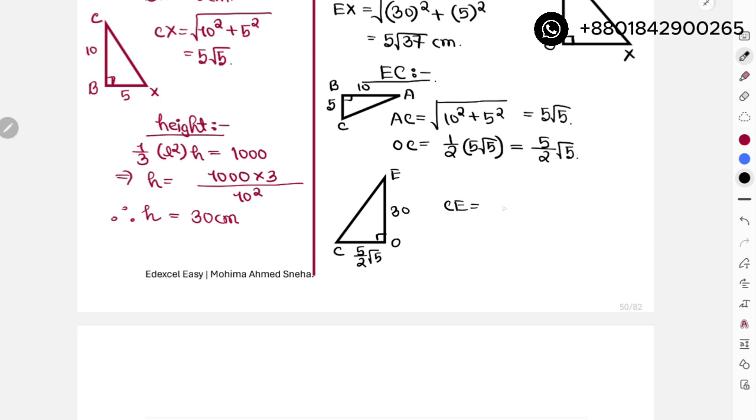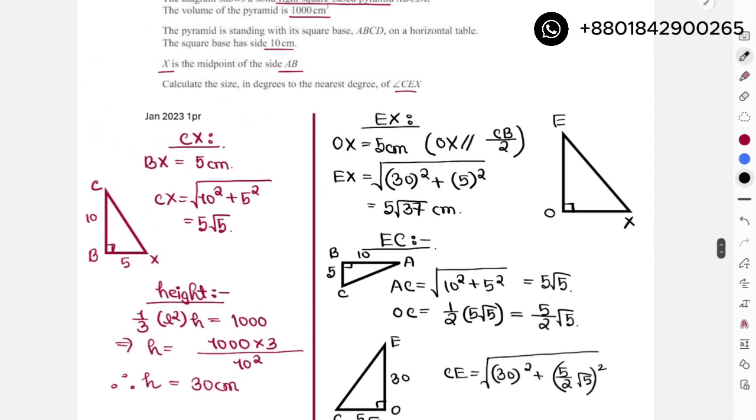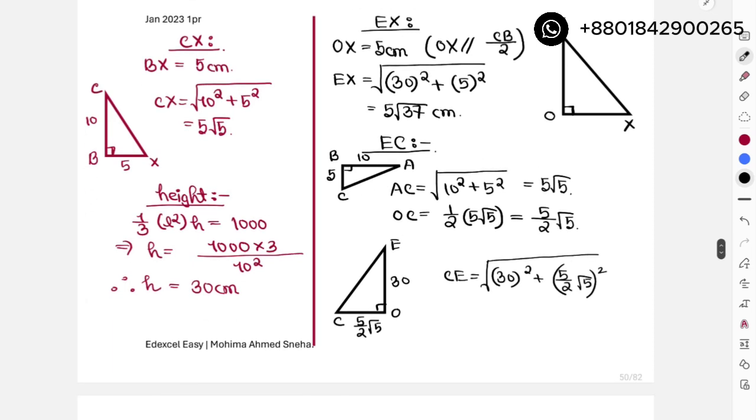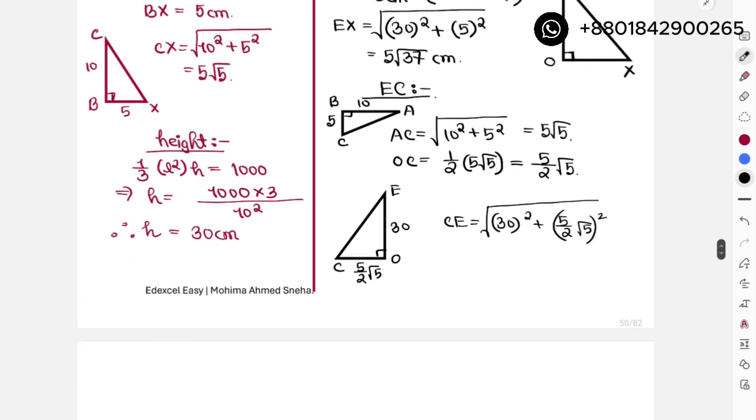That means from there, CE is going to be 30 square plus 5 over 2 root 5 whole square, everything under the root, and that will give you the value as, I'll just write the whole number here. 30 square plus 2.5 root 5 square.